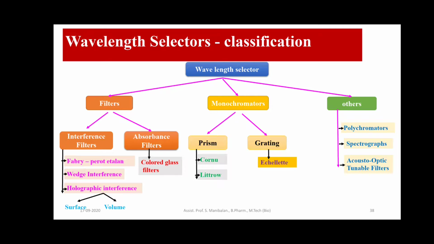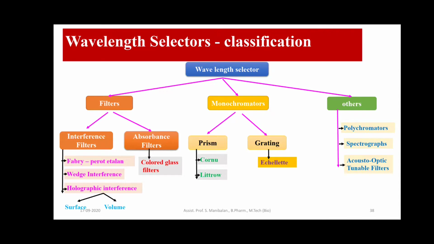Then how can we classify the wavelength selectors? Wavelength selectors are broadly classified into filters, monochromators, and others, which means the advanced or newer wavelength selectors. The filters again we can classify into interference filters and absorbance filters. The name itself says interference, which means the incoming EMR interferes with itself and produces the wavelength, right? That is called interference wavelength.